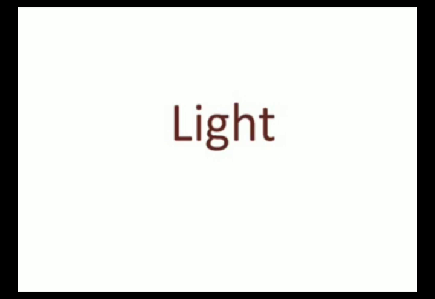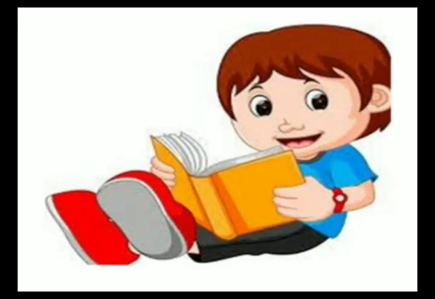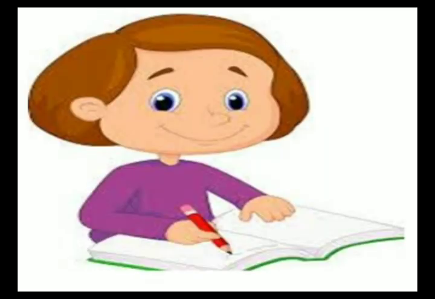So, what are those things which we see? It is not only about scenery, it is also about reading a book. When you read a book or when you write on a piece of paper, there also you need light. In this way, light helps us to see a lot of things around us. It plays an important role in our life.